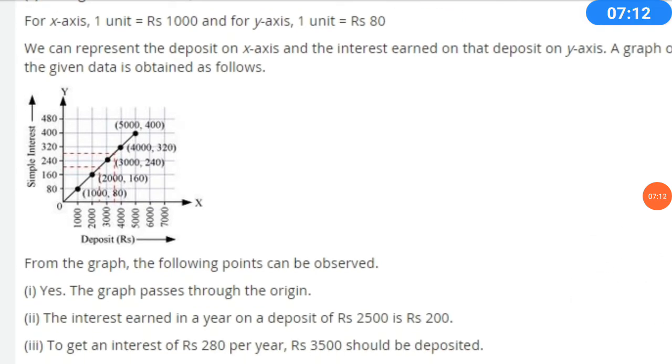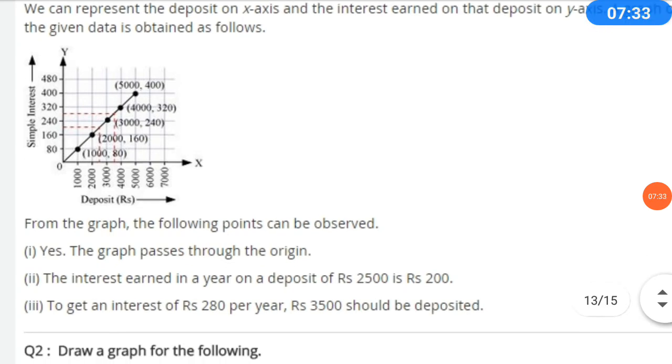we can represent the deposit on the x-axis and the interest on that deposit on the y-axis. A graph is given in the C part. Some question is asked over there, isn't it? So in the C part, if we consider x as the deposit and y as the interest, we will get one more graph.